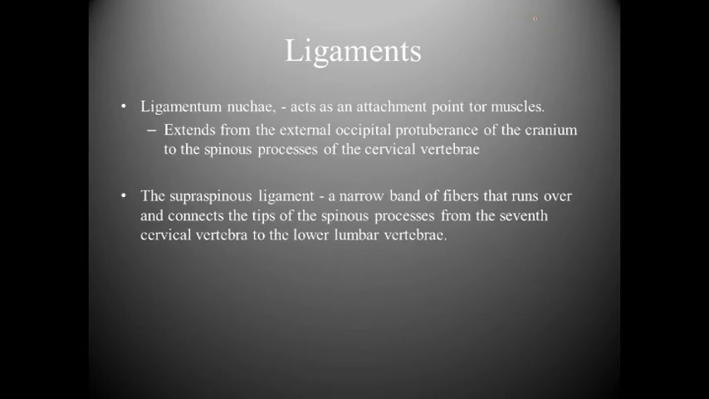The ligamentum nuchae acts as an attachment point for muscles. It extends from the external occipital protuberance of the cranium to the spinous process of the cervical vertebrae. The supraspinous ligament is a narrow band of fibers that runs over and connects the tips of the spinous processes from the 7th cervical vertebra to the lower lumbar vertebrae. So it runs from C7 to the lower lumbar vertebrae, which we take to be very low.